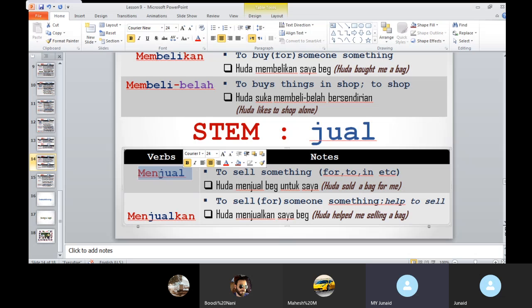Awak jual apa? What are you selling? Awak jual apa? Mahesh, awak jual apa? Saya jual di telefon. No, you just say, saya jual telefon. I sell phones. Saya jual telefon. To sell.